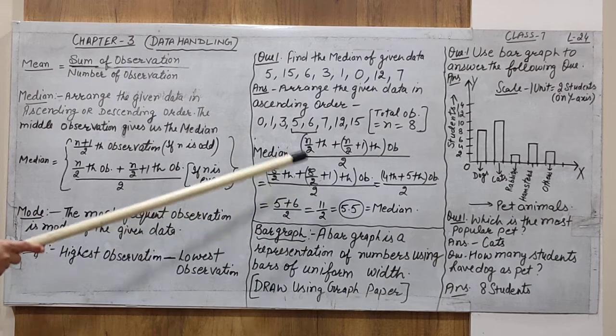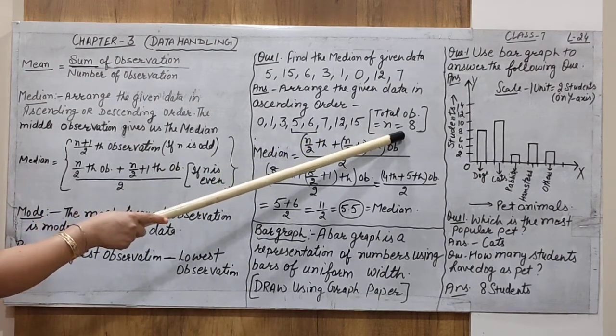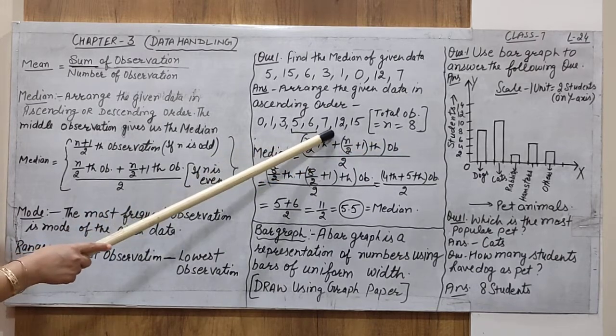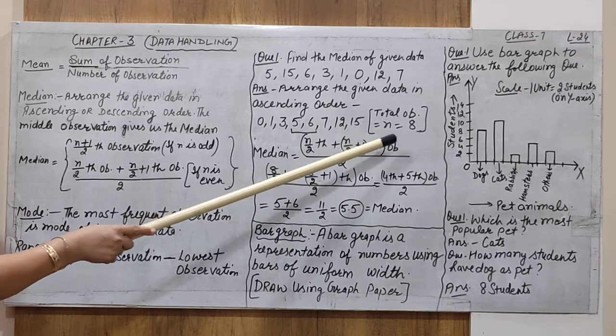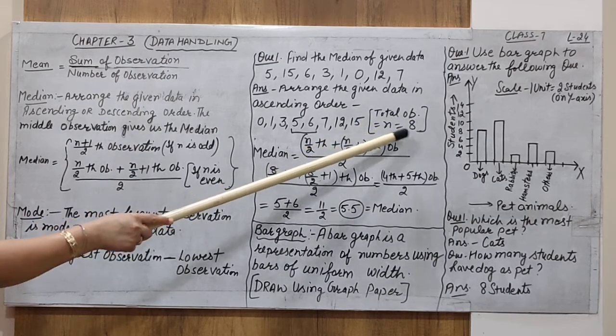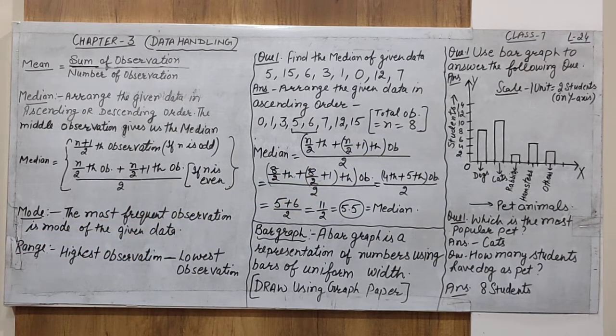Now count the number of observations. These are a total of 8 observations. You can count 1, 2, 3, 4, 5, 6, 7 and 8 observations are there. So total observations n is equal to 8. This is the value of n to put in the formula.